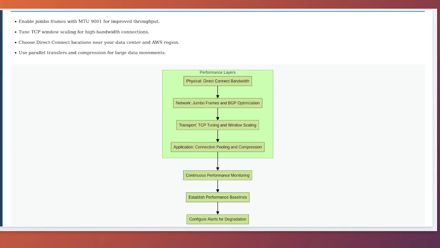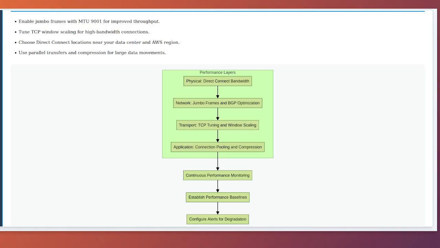TCP window scaling is important for high bandwidth, high latency connections. The TCP window size determines how much data can be in flight before receiving an acknowledgement. For high bandwidth connections, you need large TCP windows to fully utilize the available bandwidth. Modern operating systems support TCP window scaling by default, but you should verify it is enabled on your servers and applications. Application-level tuning may also be necessary. Some applications have their own buffer sizes and timeout settings that need adjustment for optimal performance over Direct Connect.